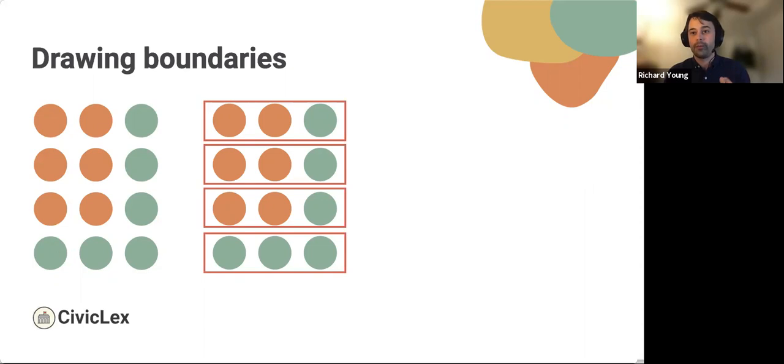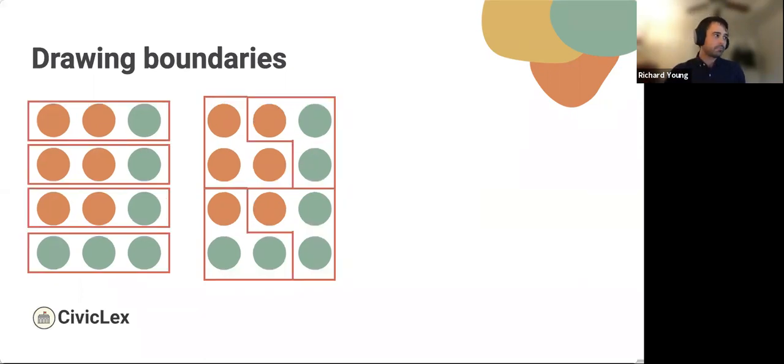Three out of the four of them are represented by or contain the majority of the orange dots. And so that's not really fair to the rest of the green dots, because they only have one district in which they have someone to speak for them, even though they are equal in representation with the orange dots.